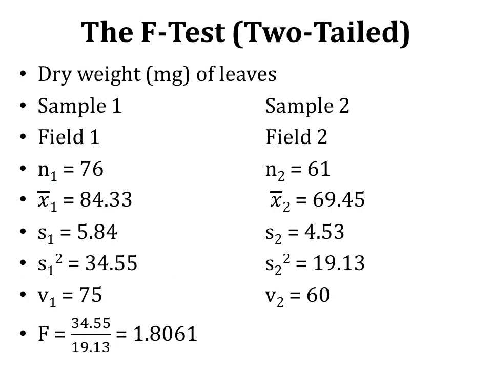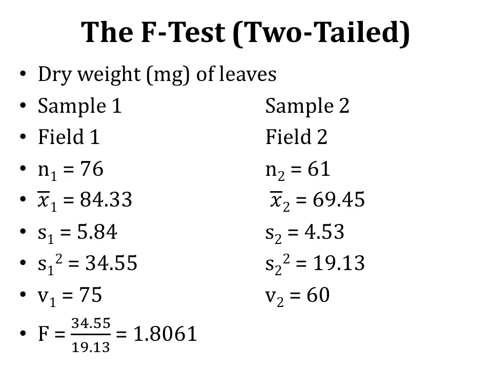So we have another example for the F test calculation. This is the dry weight in milligrams of leaves. And these are from 2 different fields, sample 1 and sample 2. So in the first field, the number of observations are 76. In the second field, the number of observations are 61. The mean dry weight of leaves is 84.33 milligrams from field 1 and 69.45 milligrams from field 2. And then we have the standard deviation, which is 5.84 milligrams from field 1 and 4.53 milligrams for field 2. And then the variance value, which is 34.55 milligrams from field 1 and 19.13 milligrams from field 2.